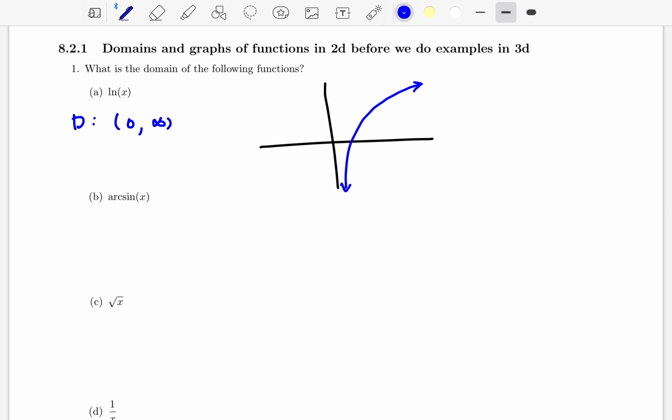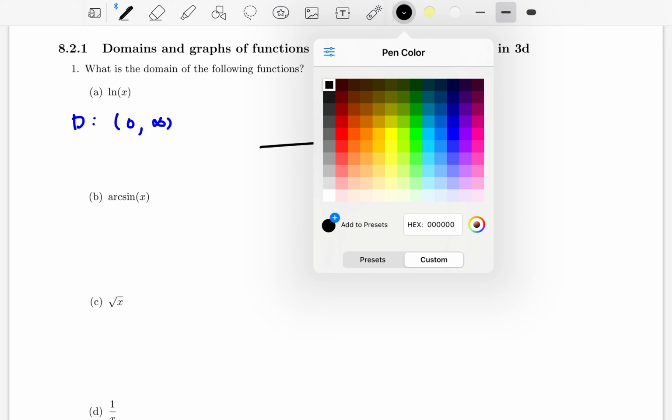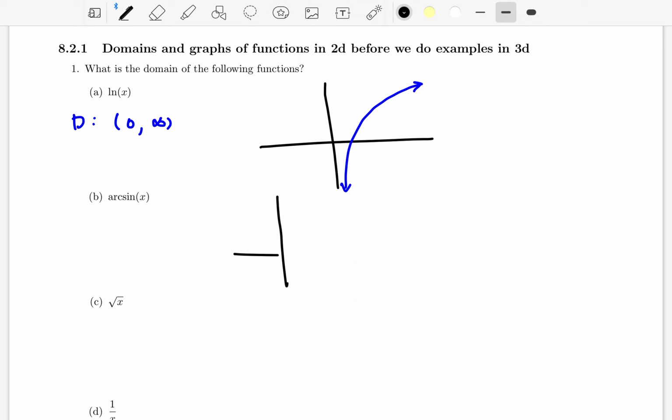For arcsine, we know that arcsine is the inverse of sine. So let me say this is sine of x. We have to restrict the domain from negative pi over 2 to pi over 2, and then the range goes from -1 to 1. The graph will look something like this, right? So the domain is restricted from negative pi over 2 to pi over 2, and the range will go from -1 to 1.